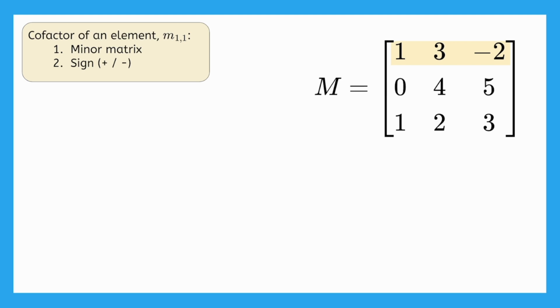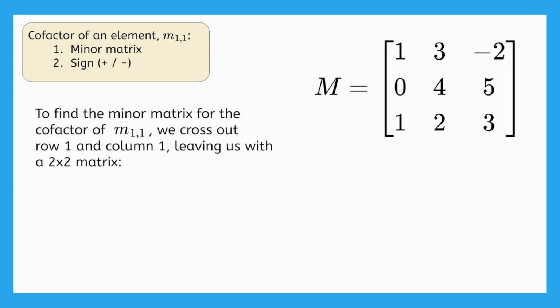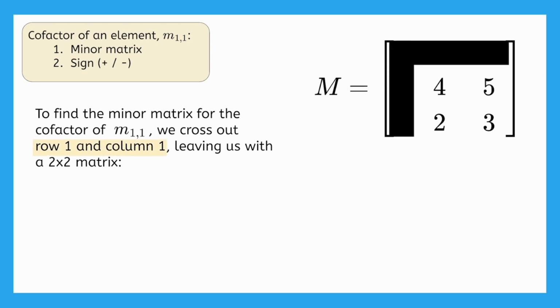The location of element 1 is M11. So to find the minor matrix for the cofactor of M11, we're going to cross out the row and column of the element, meaning we cross out row 1 and column 1 to get the minor 2 by 2 matrix. 4, 5, 2, 3.